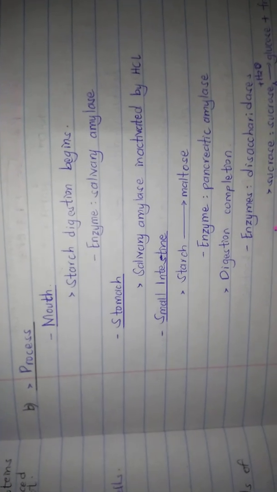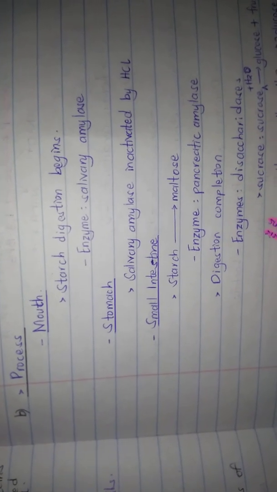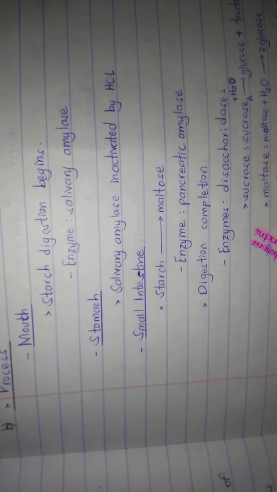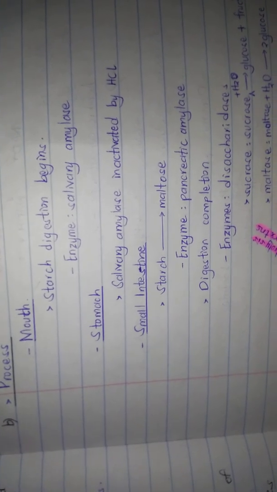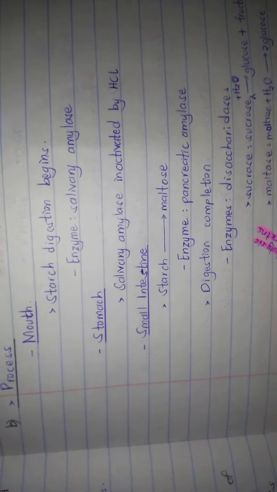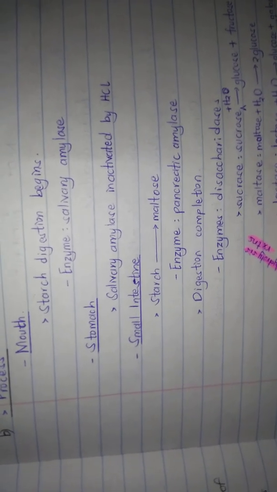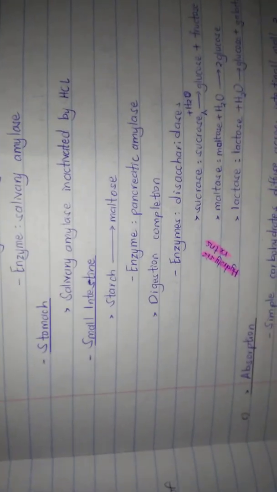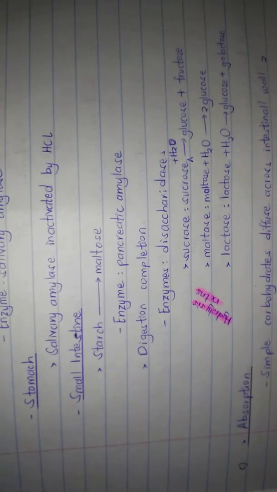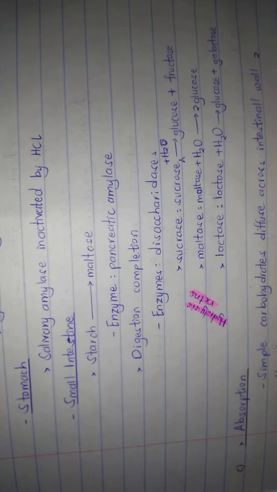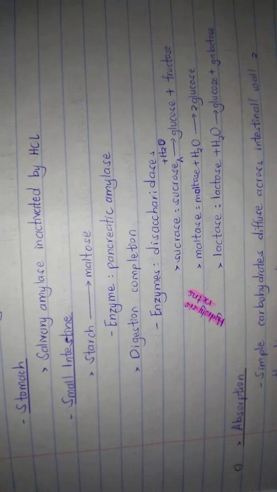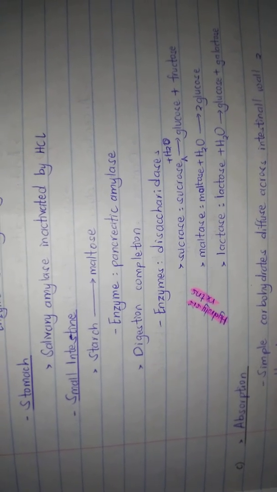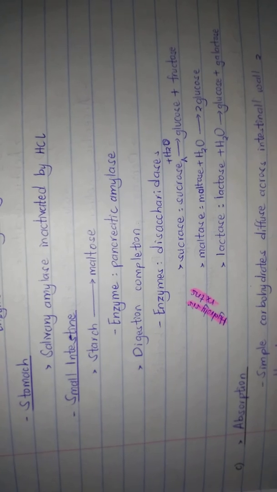In the mouth, we have starch digestion beginning, and the enzyme involved is salivary amylase. In the stomach, salivary amylase is inactivated because of HCl. The pH is low, so salivary amylase cannot operate. The next one will be in the small intestine, where everything is going to be completed. We have starch being converted to maltose, and the enzyme used is pancreatic amylase. So we have converted a polysaccharide to a disaccharide.